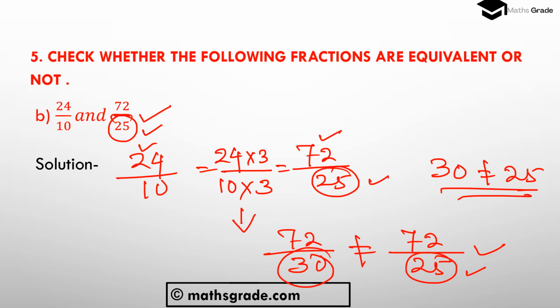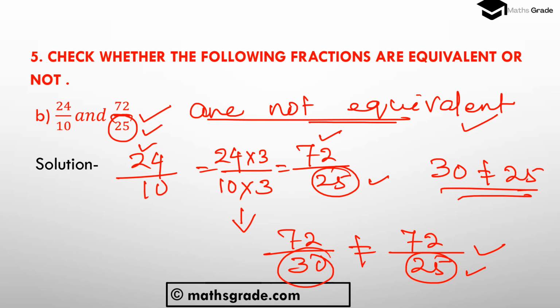So these two fractions are not equivalent. So 24 divided by 10 is not equal to 72 divided by 25. These are not equivalent fractions.